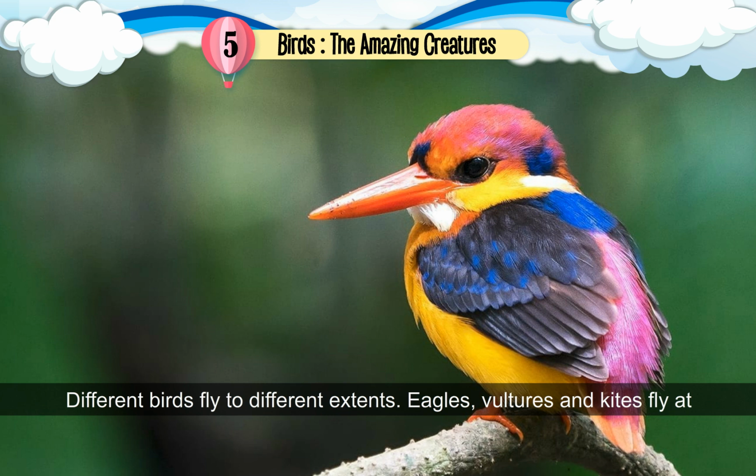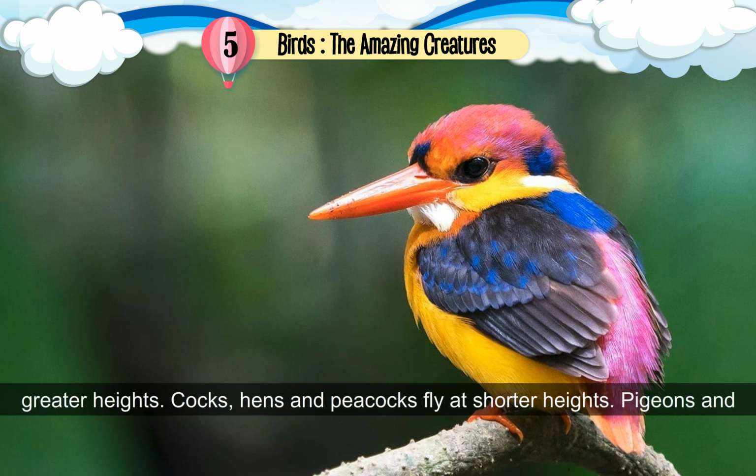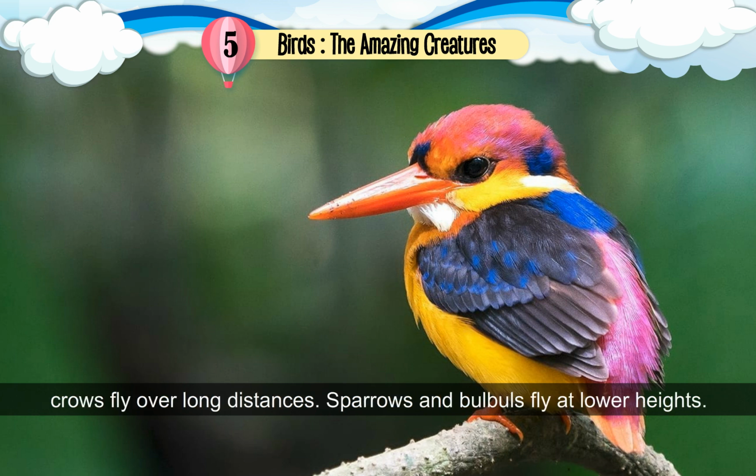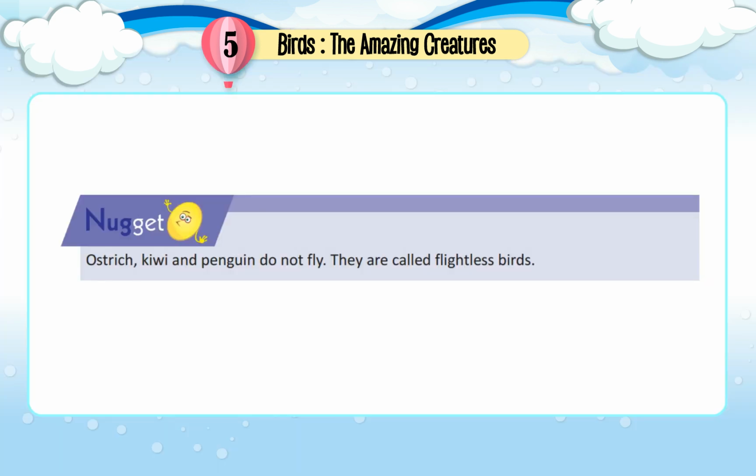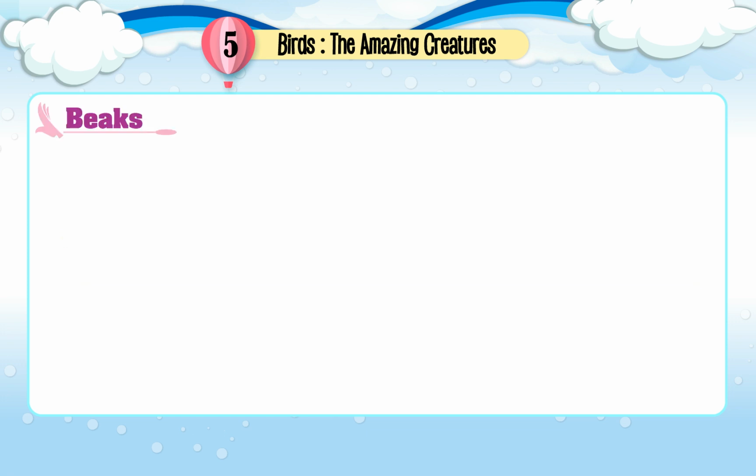Different birds fly to different extents. Eagles, vultures, and kites fly at greater heights. Cocks, hens, and peacocks fly at shorter heights. Pigeons and crows fly over long distances. Sparrows and bulbuls fly at lower heights. Nugget: Ostrich, kiwi, and penguin do not fly. They are called flightless birds.